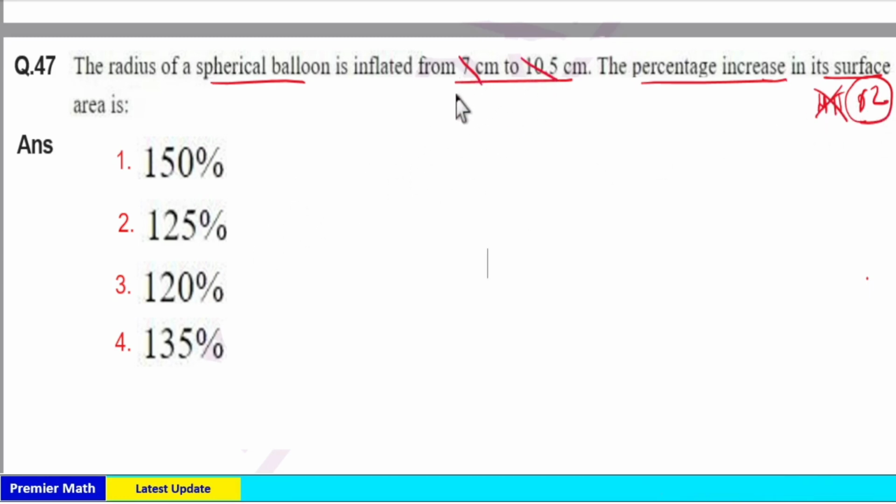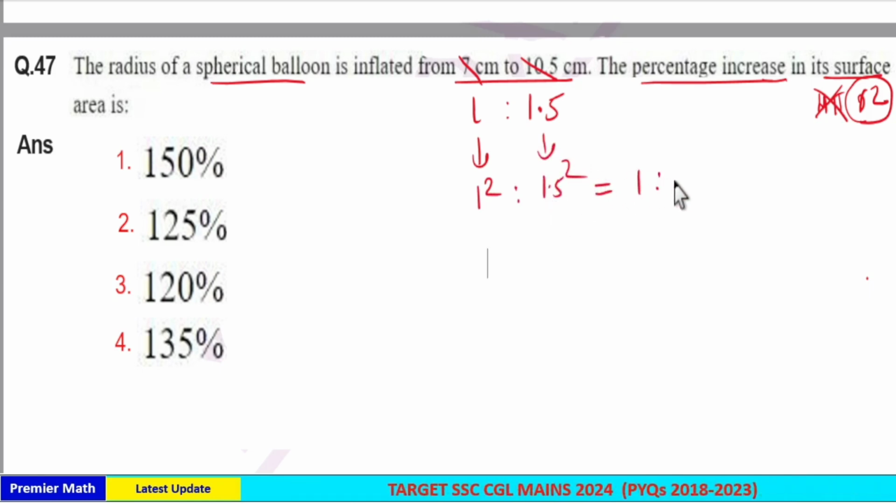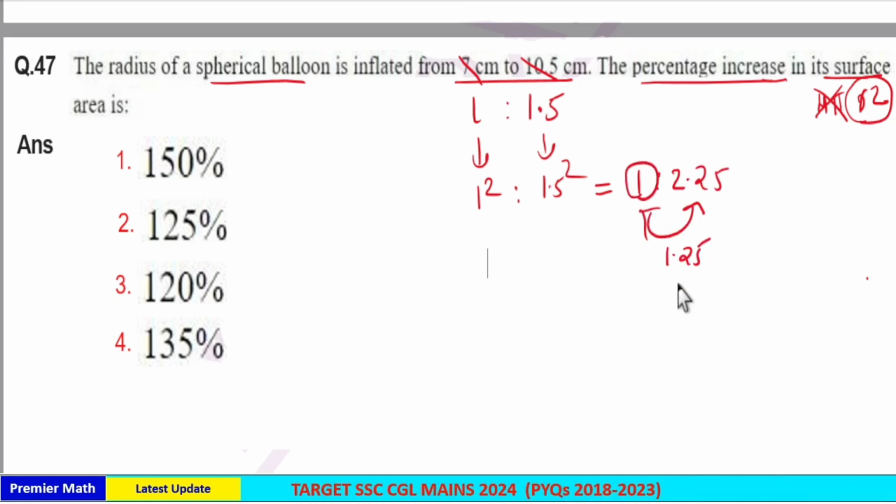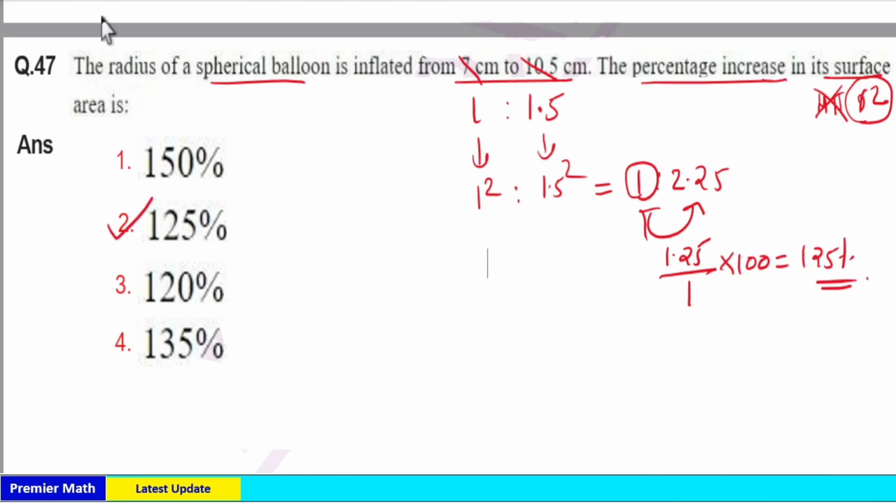That is, take the ratio of initial radius and final radius, which is equal to 7 goes 1 time in 10, 5 times in 35. So 1 is to 1.5 is the ratio of initial radius and final radius. But we need r square. So take r square, which is 1 square is to 1.5 square, which is 15 square is 225. So 1.5 square is equal to 2.25. Now here increment is 1.25 upon this initial radius 1. And if you convert it into percentage, 125% is the percentage increment. Option 2 is your answer.